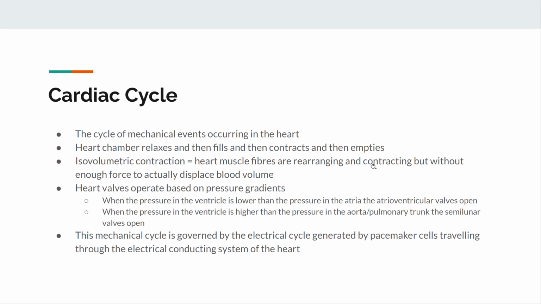The mechanical cycle is governed by the electrical cycle, which is generated by pacemaker cells, and that travels through the electrical conducting system of the heart. So what you see on an ECG refers to the electricity moving through the heart, and that comes a little bit before the actual physical contraction of the heart. So the mechanics of the heart and the pulse that you feel at the wrist, that's all happening physically, secondary to the electrical rhythms that govern that physical movement.